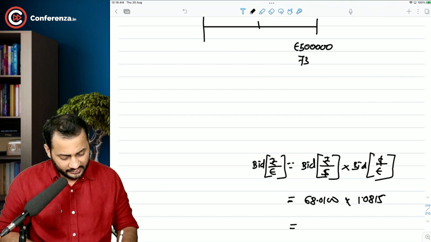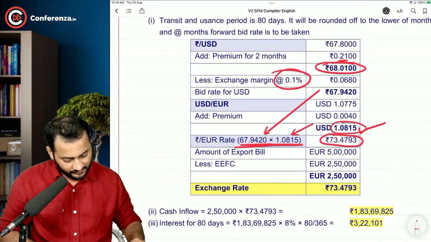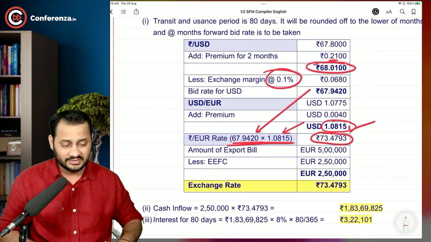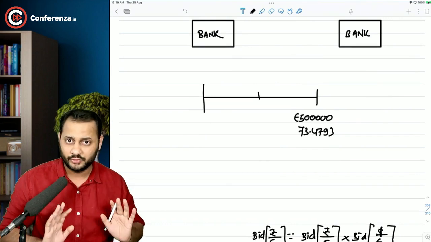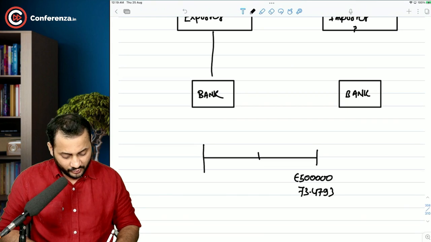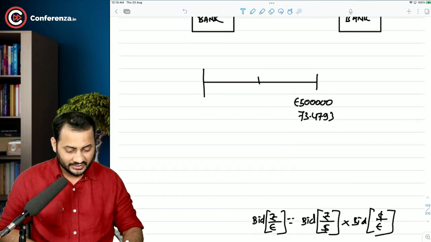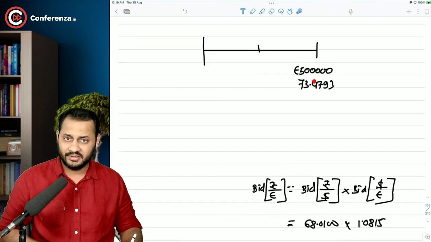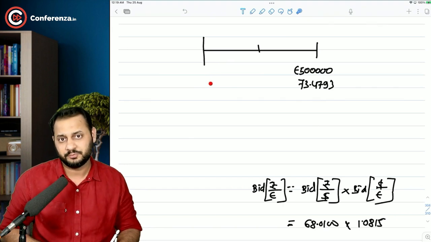So 73.4793. Am I right? 73.4793 is the rate at which I would have received 5 lakh euros. True? But what is happening is that today itself I am going to the bank and I am asking that whatever I would have received on that date at 73.4793, please pay half of that to me today itself.